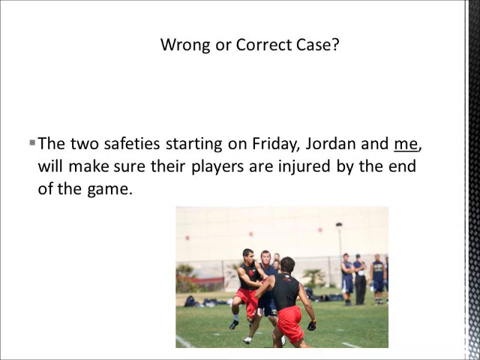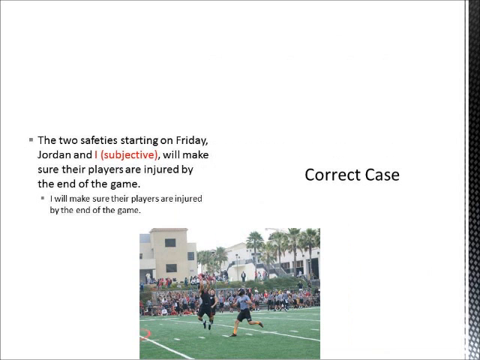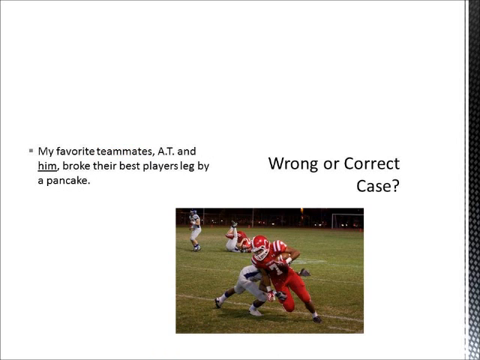If we look at the first example here, the two safeties starting on Friday, Jordan and me, will make sure their players are injured by the end of the game. We can see that Jordan and me are supposedly the subject of the sentence. If we divide the sentence into two parts and say, I will make sure their players are injured by the end of the game, it sounds much better using I rather than me because it is used as the subject and not the object. Let's look at another example.